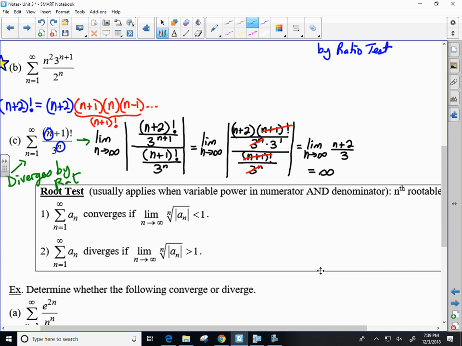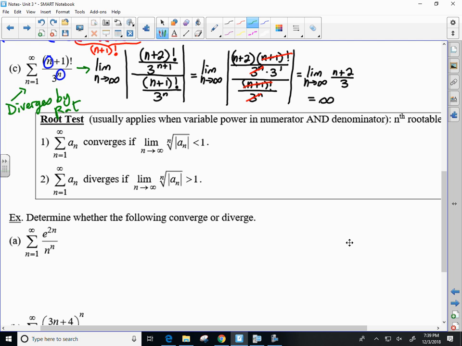All right. In the case of the root test, similar structure. You'll notice that it has exponentials in it. Sometimes they have factorials, not always. The idea is that you have the variable power top and bottom, so it becomes nth rootable. Our series will converge if the nth root of our series has a limit that's less than 1. It'll diverge if it has an nth root limit that is greater than 1. The infinite root? Well, you're approaching something.